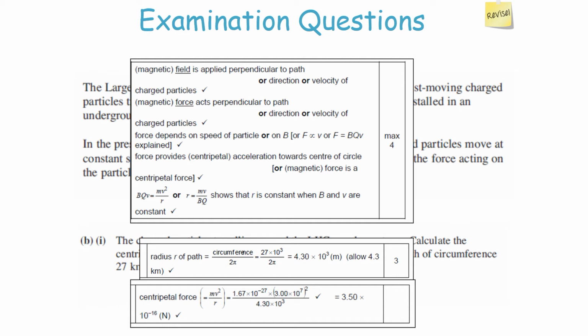Now again, you know the mass from the equation book, and then you know what v is from the question. It's a tenth the speed of light, so it's going to be 3 times 10 to the 7, and then you square that because it's mv squared over r. You've got your value of r, and you get 3.50 times 10 to the minus 16 newtons. Again, read the question carefully. A lot of people, when answering this question, will just pop in the circumference as the radius. It's not. So always read the information carefully in your question.